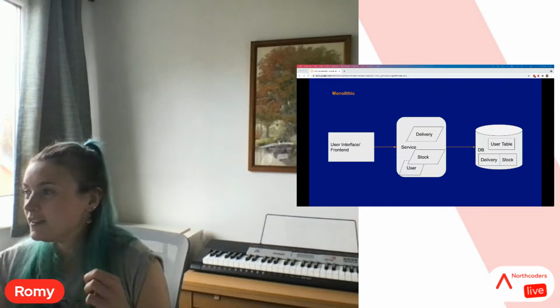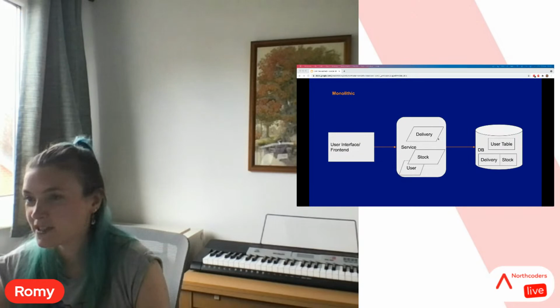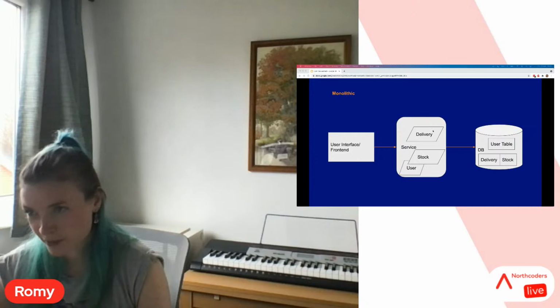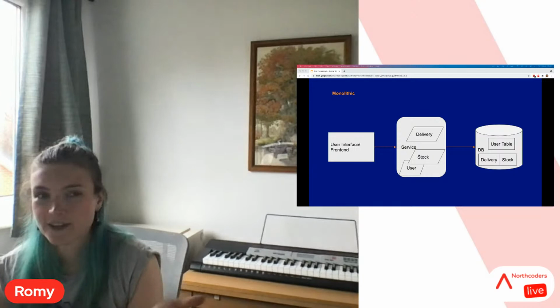So monolithic, you usually have everything kept in the same repository, all of your code, your individual services, etc. And it's all hooked up to maybe a big database with lots of different tables in it. So you can see there's lots of different tables in my database. I've got a user service, a stock service, a delivery service, all in one big repo here. And then I'm interacting with my user interface or my front end. So things can be interconnected and unexpectedly reliant on each other when they're in a monolithic application.